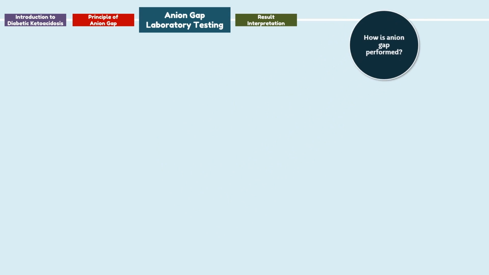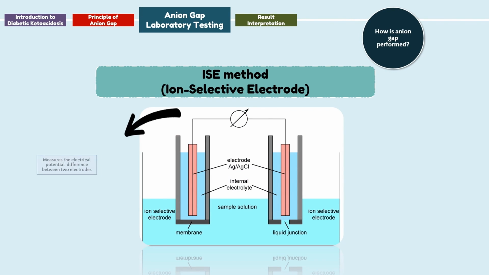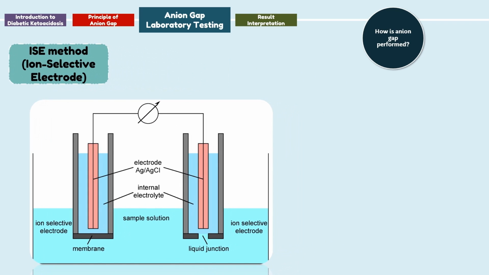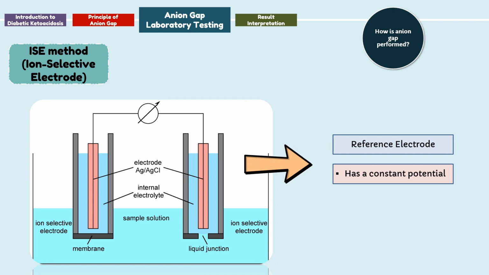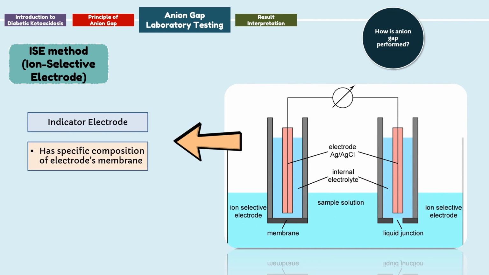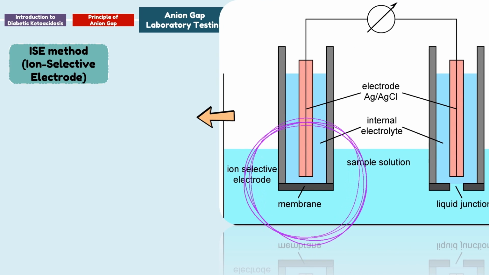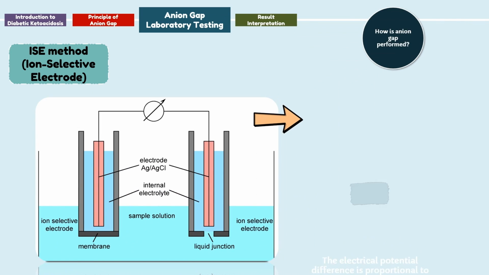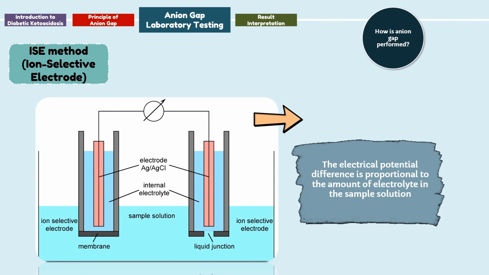How is anion gap performed? It is performed by using an ion selective electrode, ISE. ISE measures the electrical potential difference between two electrodes in the sample solution. The first electrode is known as the reference electrode, while the other electrode is known as the indicator electrode, which has a specific composition of the electrode's membrane. Different compositions of the electrode's membrane measure different types of electrolyte. This principle concludes that the electrical potential difference is proportional to the amount of electrolyte in the sample solution.